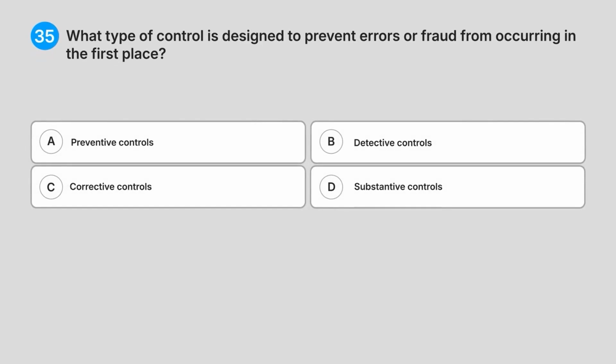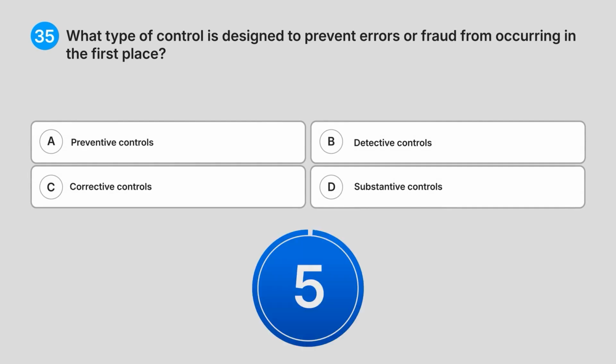35. What type of control is designed to prevent errors or fraud from occurring in the first place? A. Preventive controls. B. Detective controls. C. Corrective controls. D. Substantive controls. Do you know the answer?